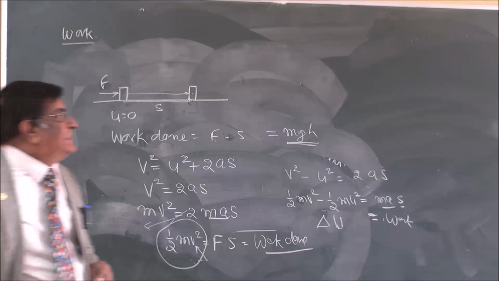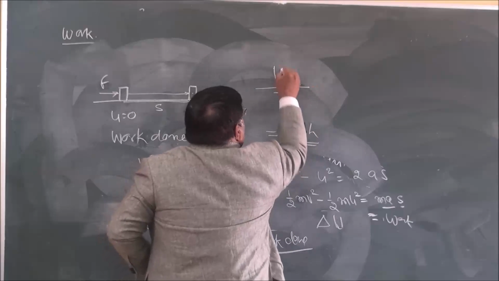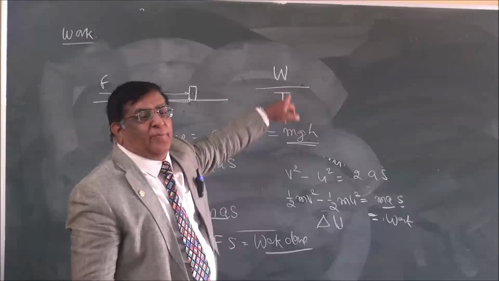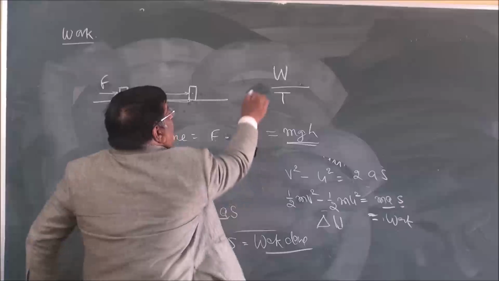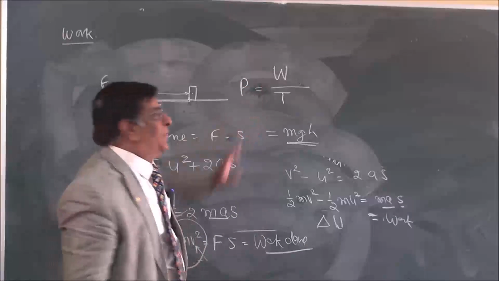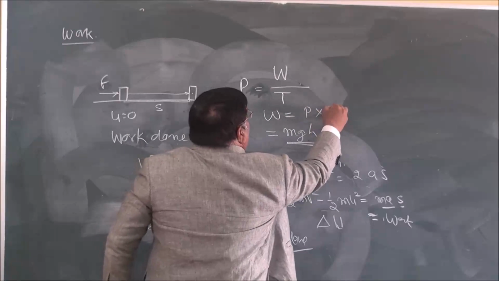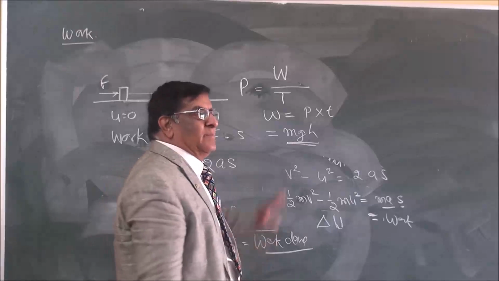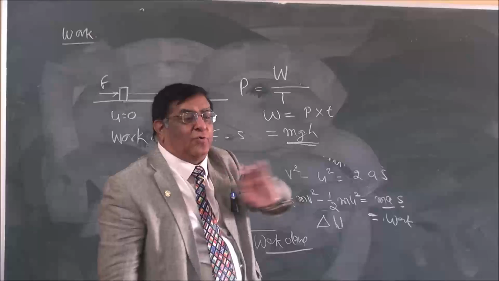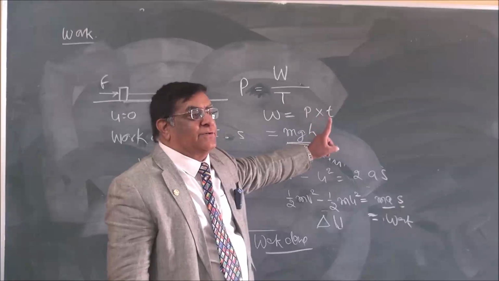If a machine has taken time T to do the work W, then in 1 second how much work can it do? W upon T. So this becomes the formula for power. Power is equal to work upon T, and with this we get work is equal to power into time. Please remember, this is a very versatile formula, and we will use it all over physics all the time. That energy is equal to power into time.